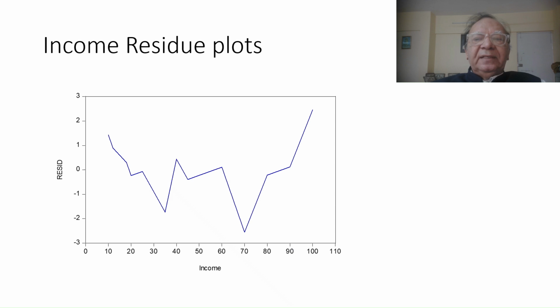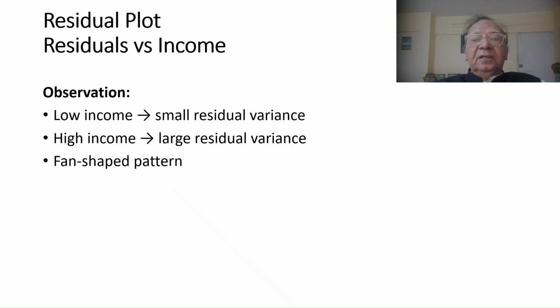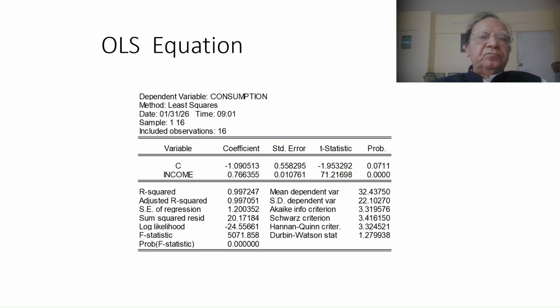Next, we examine the residuals by plotting them against income. What we observe is a clear fan-shaped pattern. For low-income households, the residuals are tightly clustered, while for higher income households, the residuals spread widely. This pattern indicates heteroscedasticity. Now comes the crucial point.